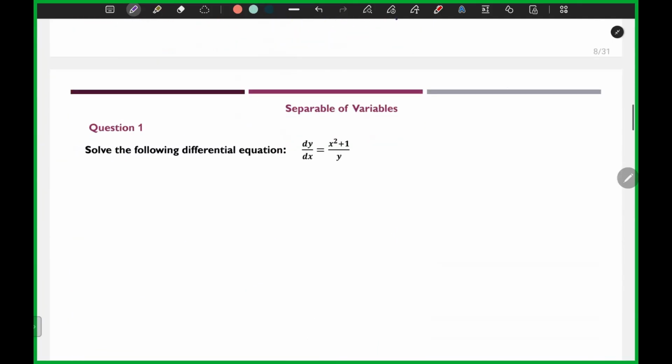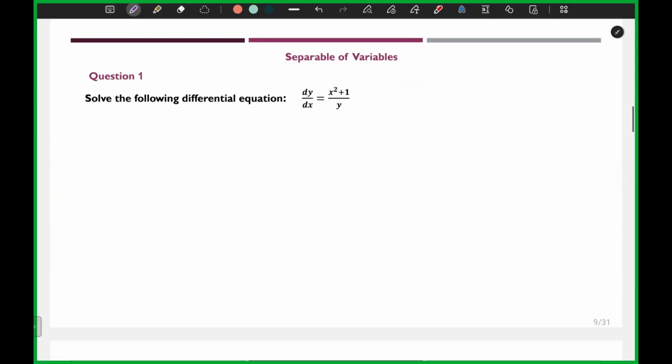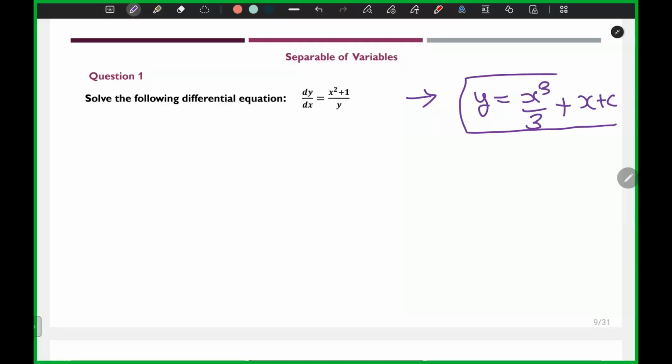So now we will look at one example. You already covered this part. So what will be the final solution? Everyone should try on their own and tell me the answer. So y is equal to x cube by 3 plus x plus c. Okay, fine.